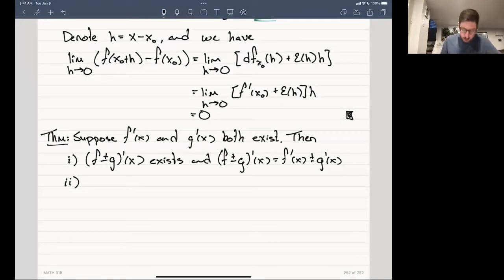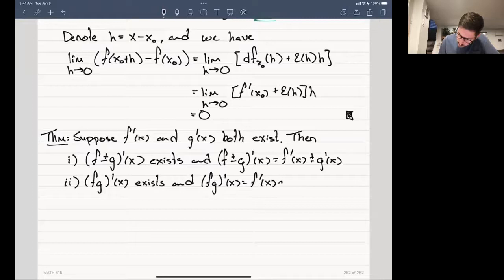Next, we'll do the product rule. If I take the functions f and g and multiply them together, and then I take a derivative, of course this exists. And this derivative is equal to f prime of x, g of x, plus f of x, g prime of x. This is your usual product rule.